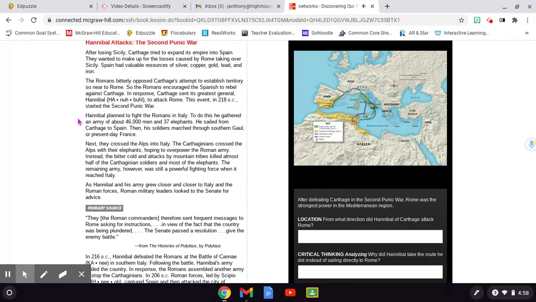Then his soldiers marched through southern Gaul, or present-day France. Next, they crossed the Alps into Italy. The Carthaginians crossed the Alps with their elephants, hoping to overpower the Roman army. Instead, the bitter cold and attacks by mountain tribes killed almost half of the Carthaginian soldiers and most of the elephants. The remaining army, however, was still a powerful fighting force when it reached Italy.